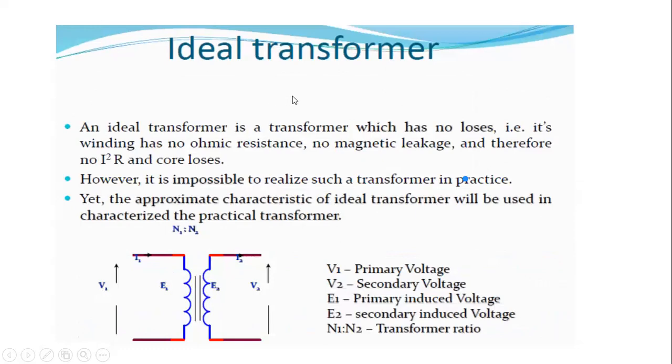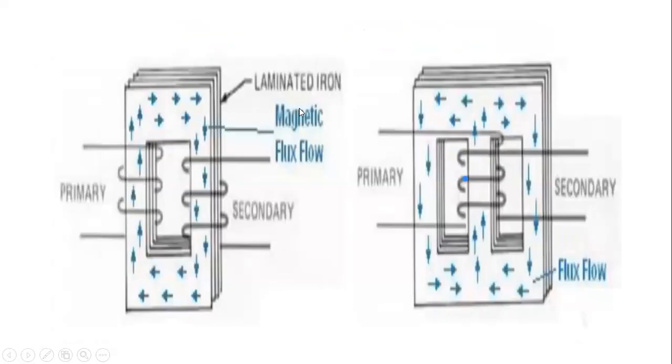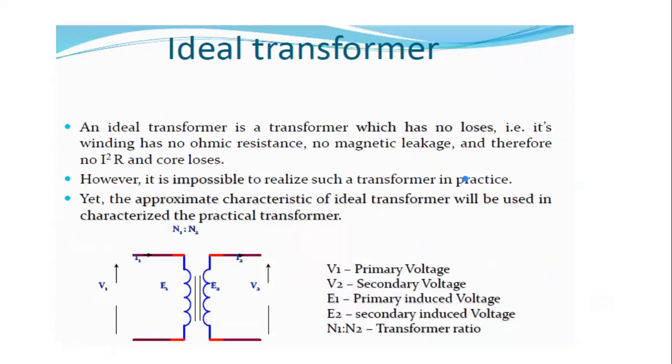Next, coming to another type of transformer, the ideal transformer. First of all, what is meant by ideal? Ideal means perfect, without losses. When we give the input to any system, the output will be reduced. Why will the output be reduced? Due to the losses.